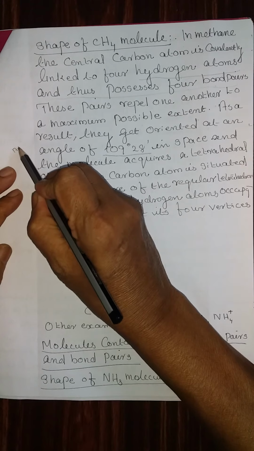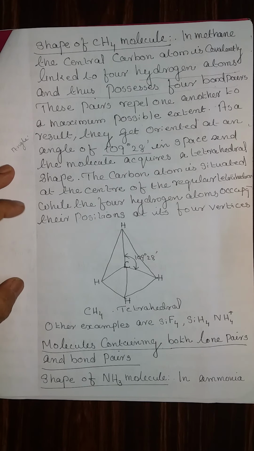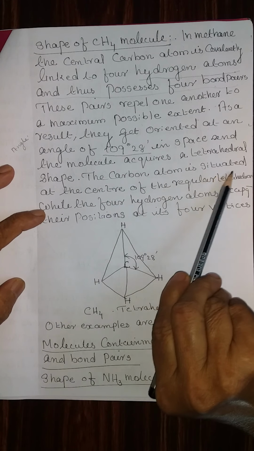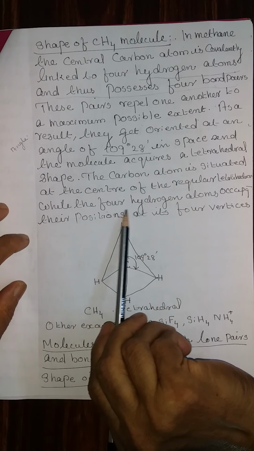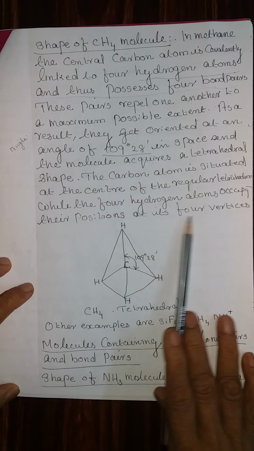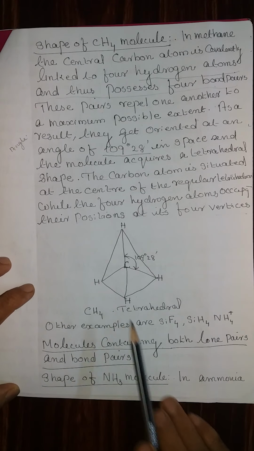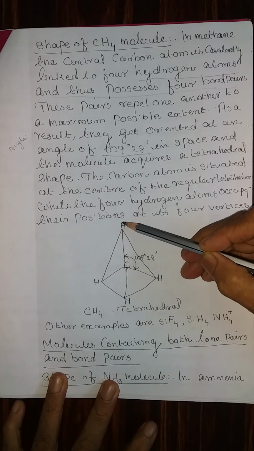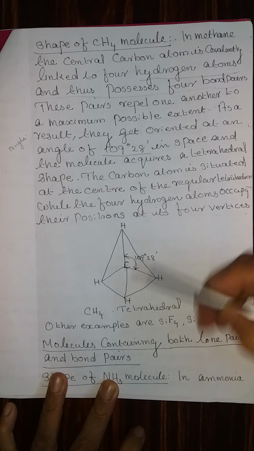In methane, what is the angle between the carbon-hydrogen bonds? The carbon atom is situated at the center of the regular tetrahedron, while the 4 hydrogen atoms occupy positions at its 4 vertices. This is the diagrammatic representation which you already know. Carbon occupies the position at the center. Carbon-hydrogen, carbon-hydrogen, carbon-hydrogen, carbon-hydrogen.